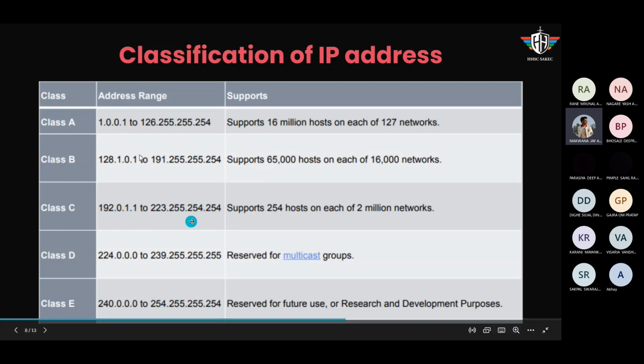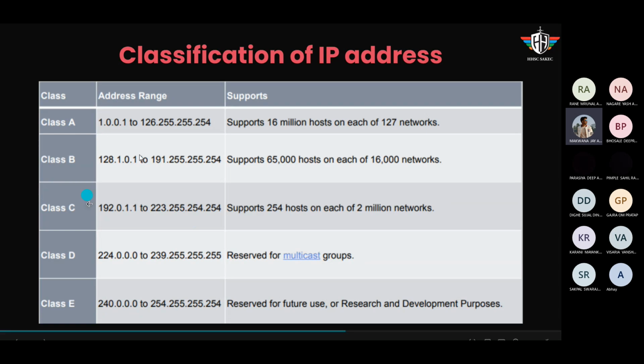class E, 240 to 254. So classes A, B, and C are used for networking and routing, so we can use these classes. Mostly, 90% of people use these C classes, and D class is for multicast addresses. Now, what is multicast? Multicast means your router is connected to your neighbor's router, and all are interconnected, right? All routers are interconnected, all networks are interconnected. So that is called multicast.